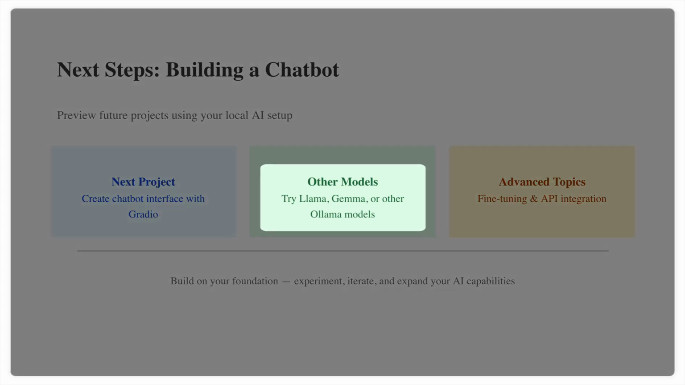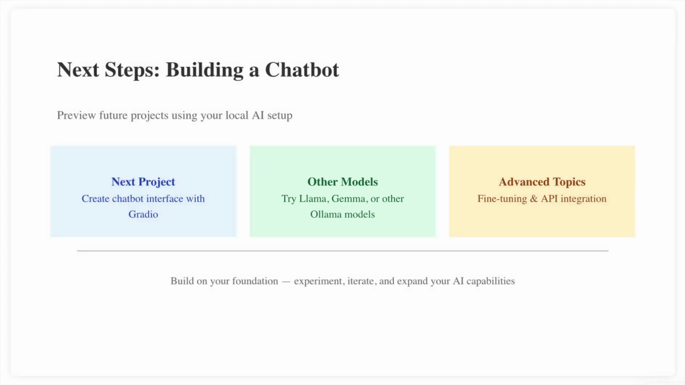Don't limit yourself to just one model. Ollama gives you access to many different AI models like Llama, Gemma, and others. Each has its own strengths. Some are faster, some are better at coding, others excel at creative writing. Experiment with different models to find what works best for your needs.